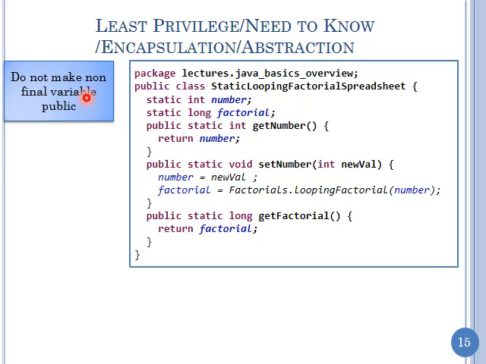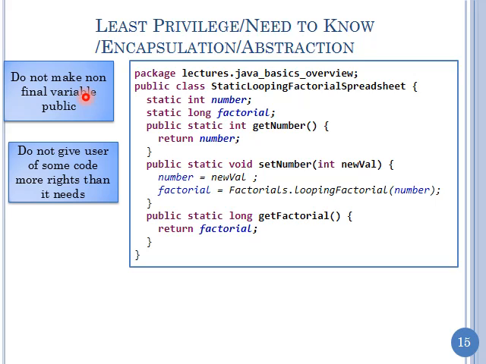But for this class and in general, I would say don't make any variable public. If you don't make the variable public and you want that information outside the class, you have to define methods, so that you do not give the user of some code more rights than it needs.